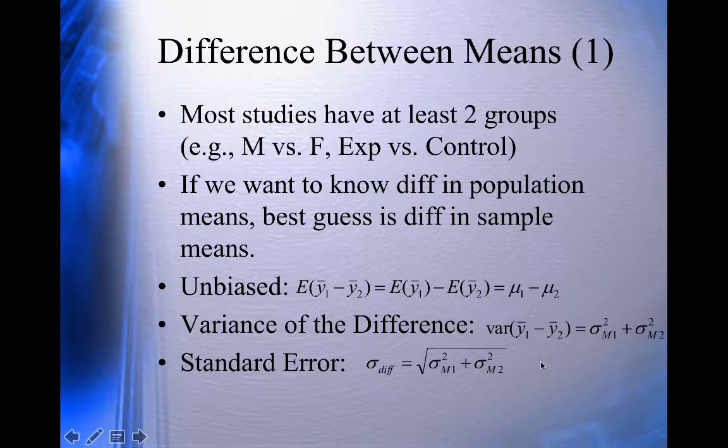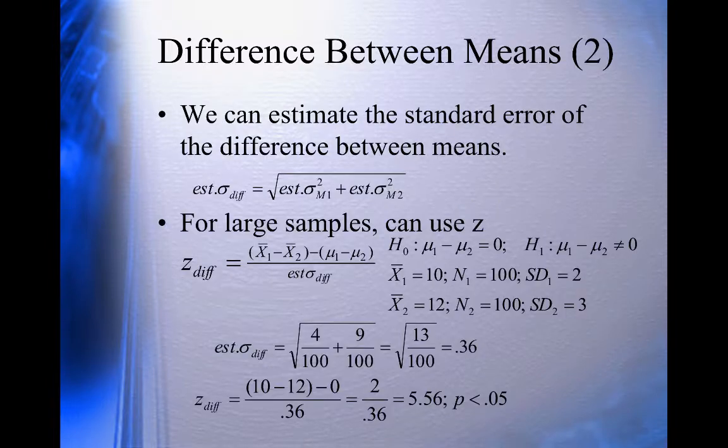In the single sample, only one varied, y1 varied, mu never changed, so there's no variance to that. So this is the idea in the difference between means, the standard error of the difference. Okay, so we're going to estimate the standard error of the difference because we won't know it. So we're going to estimate the variance of the first mean, we're going to estimate the variance of the second mean, and we'll take the root of that, and that will give us our estimated standard error.